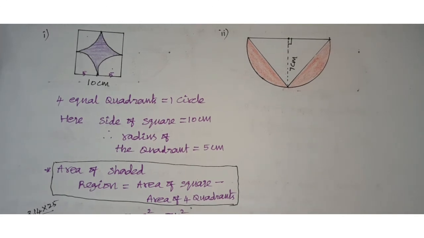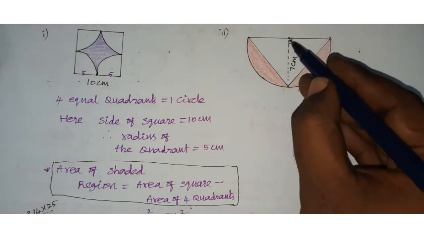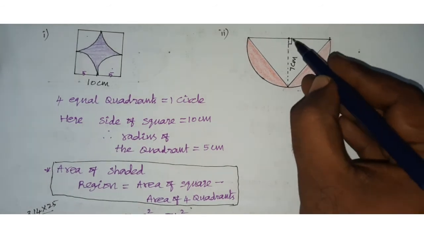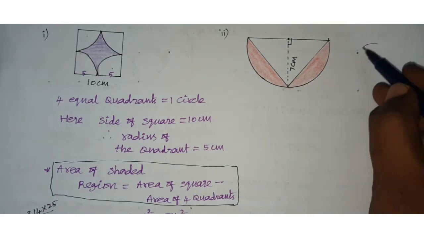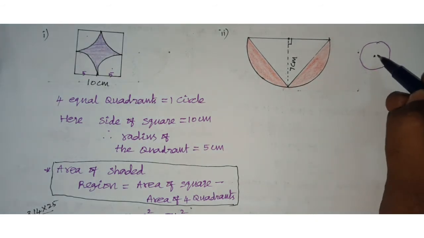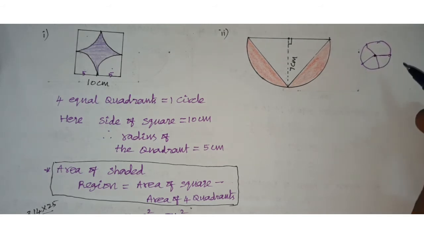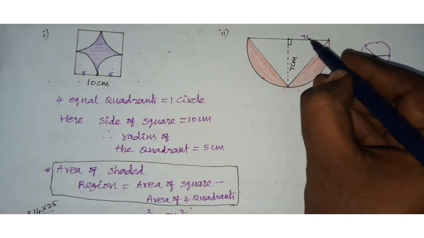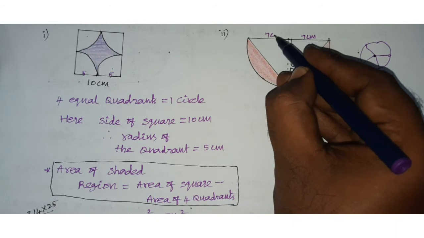Here also, one semicircle and one triangle are given. Remember students, this is the radius, 7 centimeter. In a circle, from the center, this side, this side, anywhere, the radius is equal. Therefore, this 7 centimeter equal here and also here.